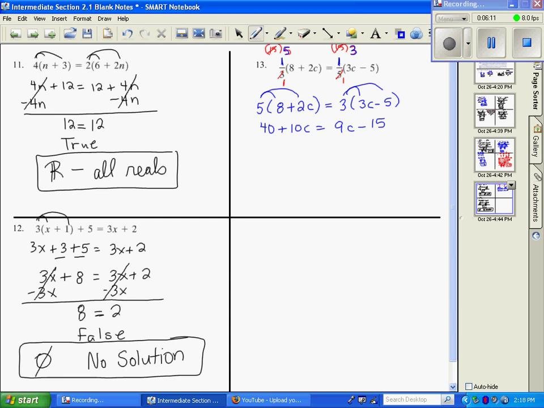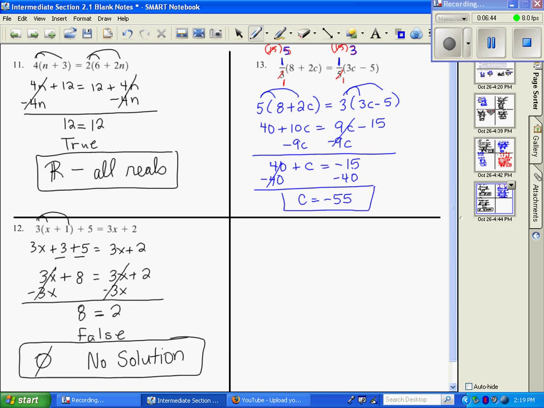Alright, everything's simplified, so I want to move all the variables to one side and all the numbers to the other, so I'm going to subtract 9c and move it over here. Oh, 40 plus c, not 40 equals c. 40 plus c equals negative 15, and to get c by itself I want to move the numbers to the other side, so I'm going to subtract 40, and c equals negative 55.